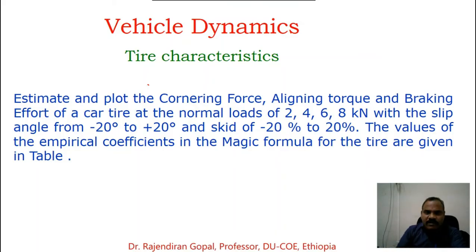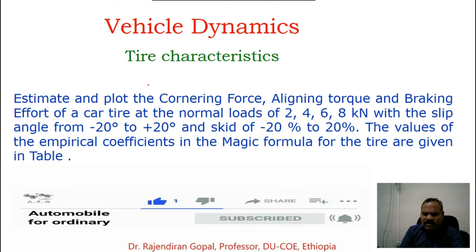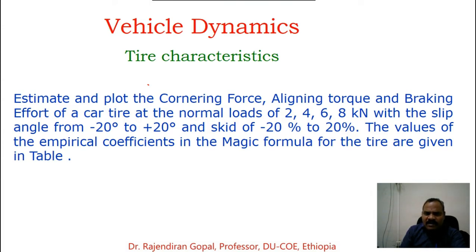Welcome you all. Today we are going to discuss one more problem in tire characteristics. Estimate and plot cornering force, aligning torque and braking effort of a car tire at the normal loads of 2, 4, 6 and 8 kilonewton with the slip angle from minus 20 degree to plus 20 degree and a skid of minus 20% to plus 20%.